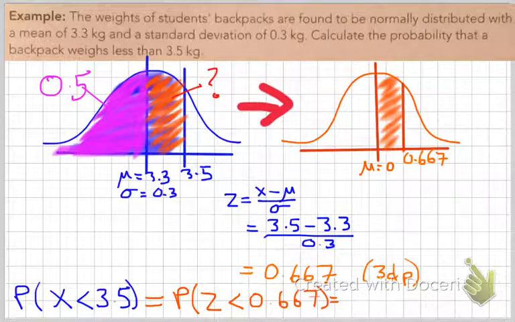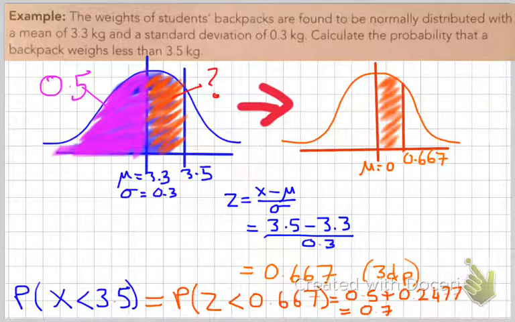And we know that on the left-hand side, below the mean, that total probability adds up to 0.5. So then we just need to add on the extra probability that we get from our normal tables of being between 0 and 0.667. And that gives us a probability of 0.2477. Combine that together, and that means the total area below a backpack weight of 3.5 kilos, the probability of that happening, is 0.7477 or 74%.